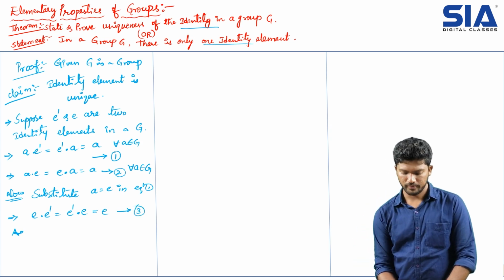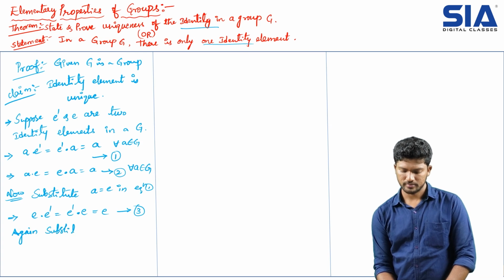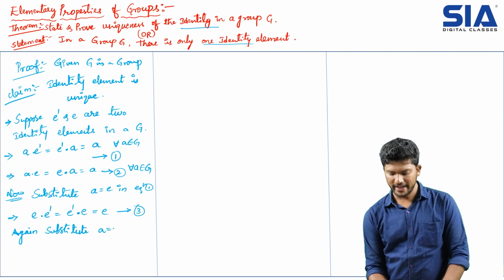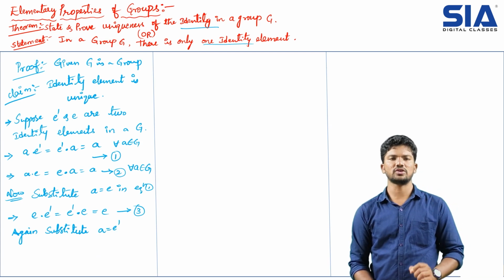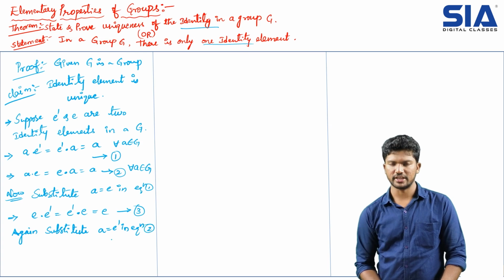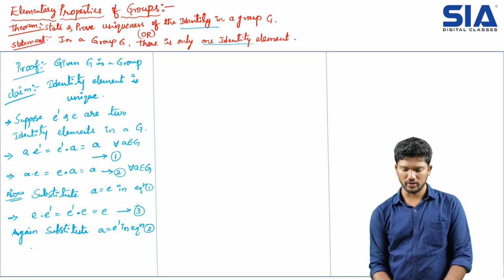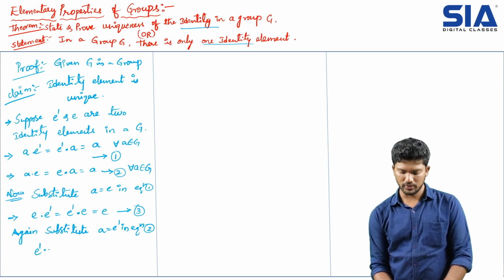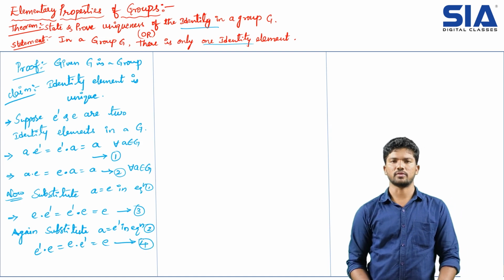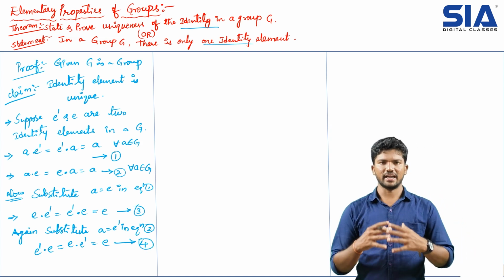Again, substitute small a is equal to E dash in equation number 2. Then equation number 2 will become E dash into e is equal to e into E dash is equal to small e. That will become equation number 4. We got equation number 3 and equation number 4.